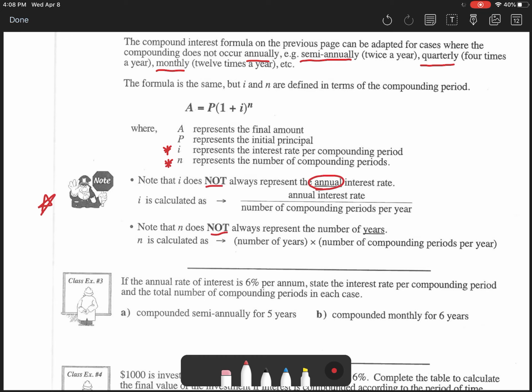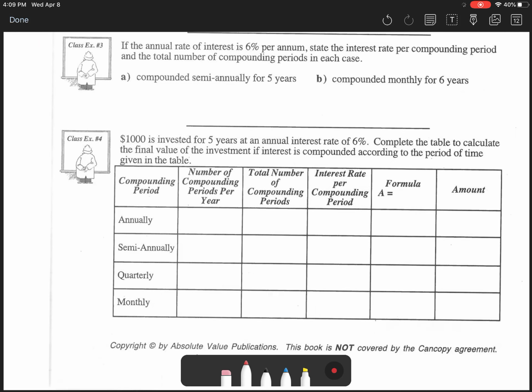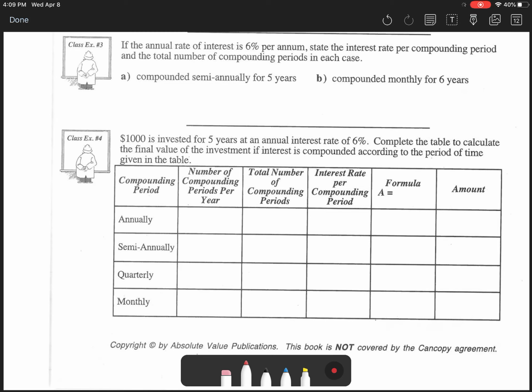I is not always the annual interest rate, and n is not always the number of years. So we're going to have to take a look at how we calculate those values in these questions, so be very careful of those things. And again, I will let you know where we need to be cautious of those and how we get the correct values for our equation.